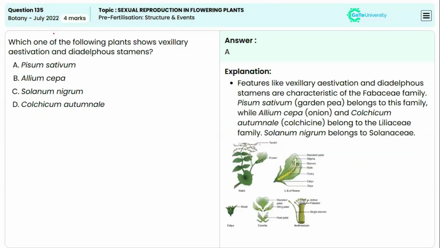Now, coming to the next question, that is from July 2022, question number 135. The question is, which one of the following plants shows vexillary aestivation and diadelphous stamens? Among the options, we have option A, Pisum sativum, Allium cepa, Solanum nigrum, Colchicum autumnale. Features like vexillary aestivation and diadelphous stamens are the characteristics of the Fabaceae family. Pisum sativum, that is garden pea, belongs to this particular family. So option A will be the correct answer.